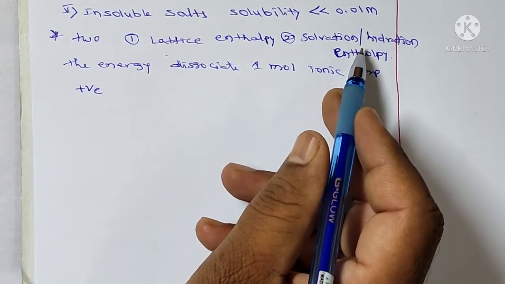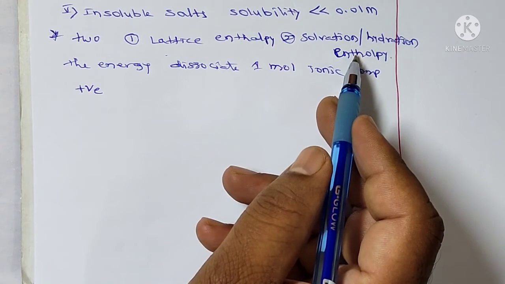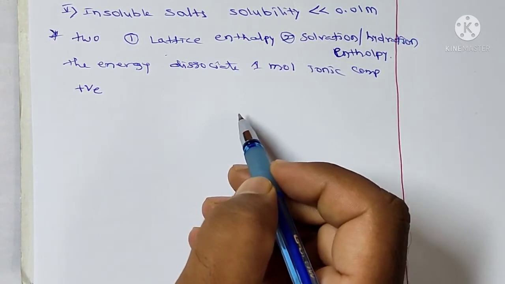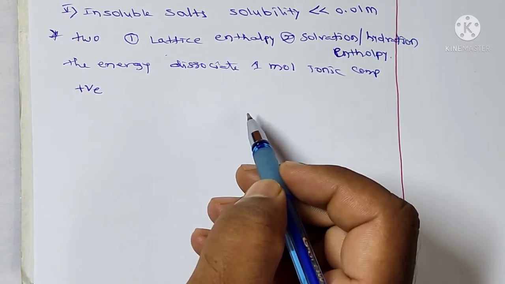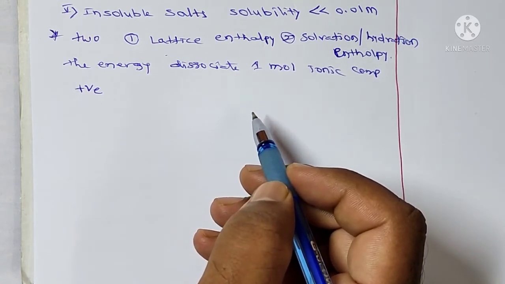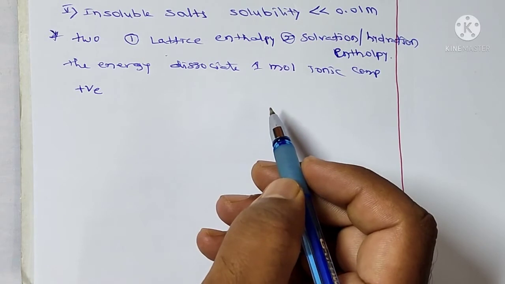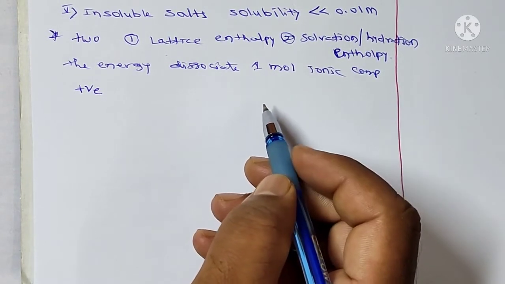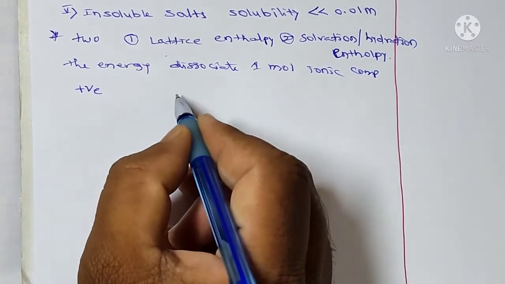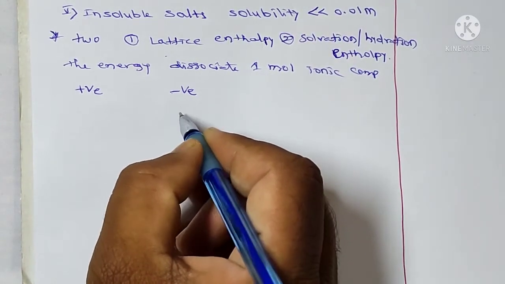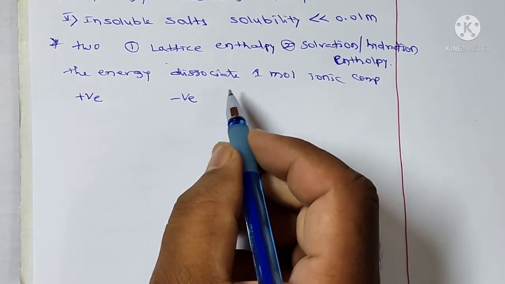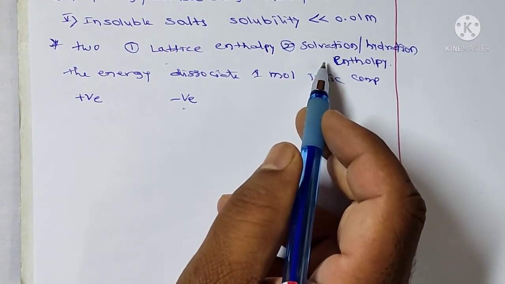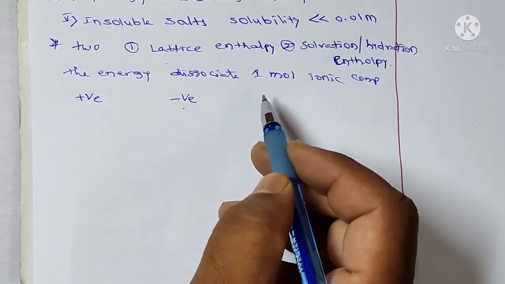And what is that solvation enthalpy or hydration enthalpy? The amount of energy released when 1 mole of ions is hydrated is called hydration or solvation energy, and it is shown by negative. The solvation enthalpy is shown by negative because in solvation enthalpy, the energy is released.